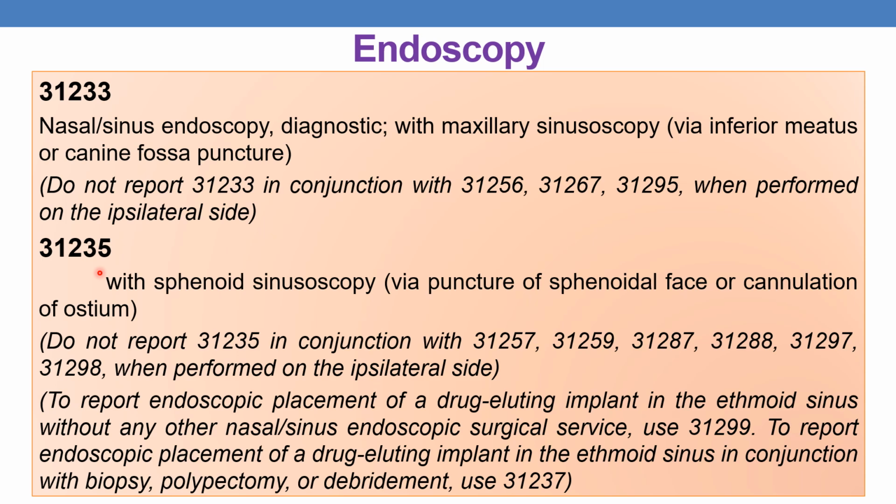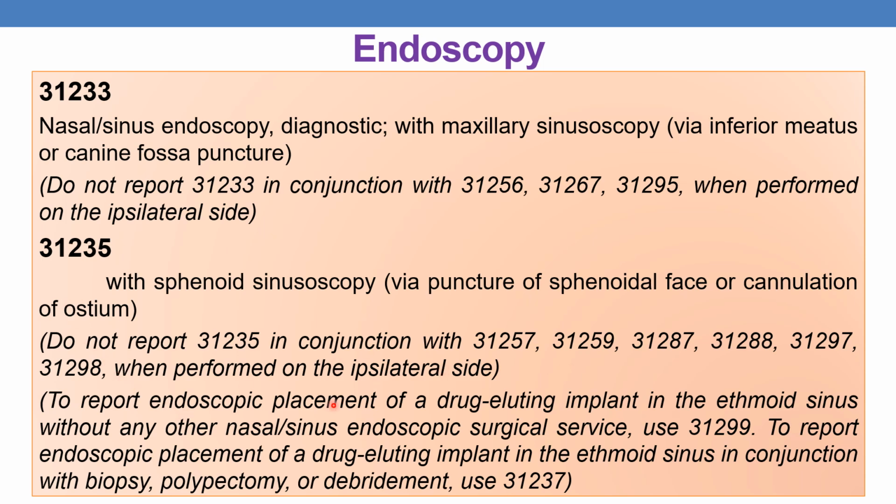It deals with nasal or sinus endoscopy diagnostic with sphenoid sinusoscopy, that is via the puncture of sphenoidal face or cannulation of ostium. And do not report 31235 in conjunction with 31257, 59, 31287, 31288, 31297 and 31298 when performed on the ipsilateral side.